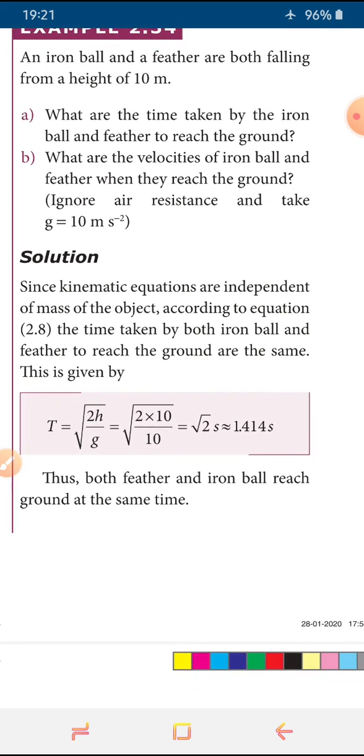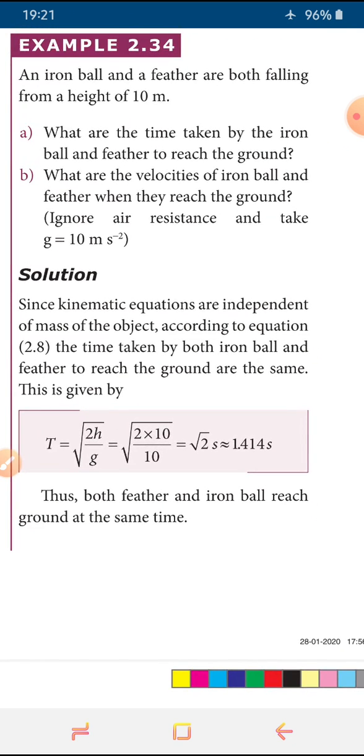An iron ball is used here, and another one is a feather. Both are falling from a height of 10 meters.